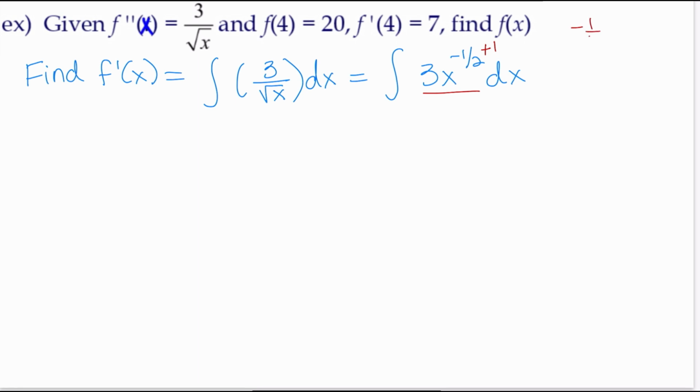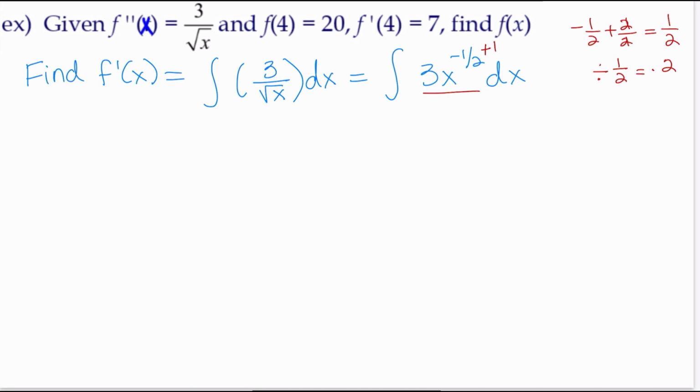Negative 1/2 plus 1 means negative 1/2 plus 1 over 1, and 1 over 1 is just 2 over 2. Negative 1 plus 2 is going to give me just 1, so that answer is 1/2. When you divide by 1/2, it's going to be the same as multiplying by the reciprocal, 2/1.